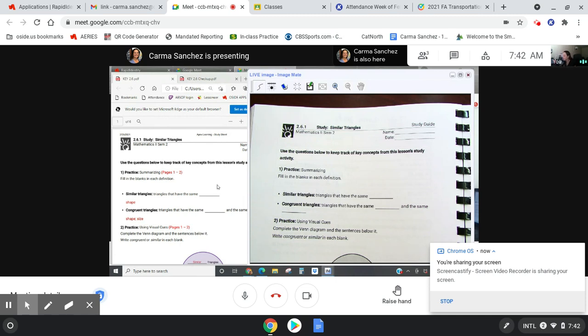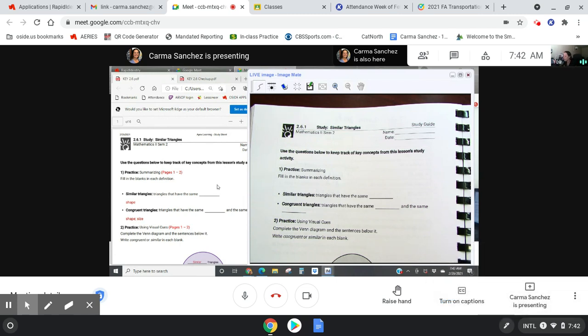All right, now let's start to look at similar triangles. We've been talking about triangle congruency this whole time, this whole review, and now we're going to look at this new concept called similarity. So let's go ahead and fill in the blanks here. Use the questions below to keep track of key concepts. Practicing, let's summarize, filling in the blanks.